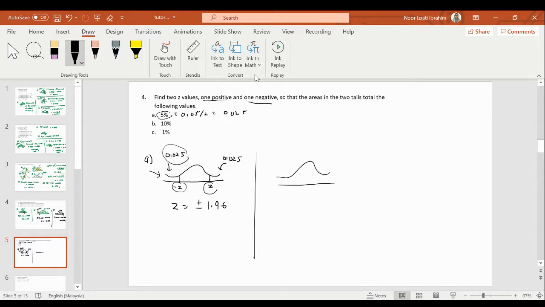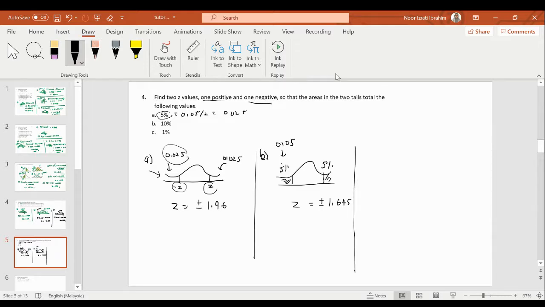The B, the left tail and right tail total is 10%. That means this is 5%, this is 5%. 5% is 0.05. So from the table, when the probability is 0.05, the z is negative 1.645. So your z is plus minus 1.645. It is in the middle between 1.64 and 1.65.